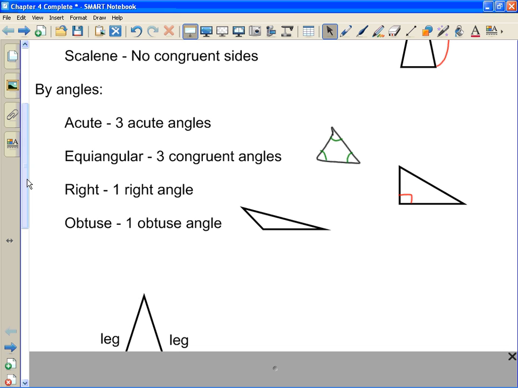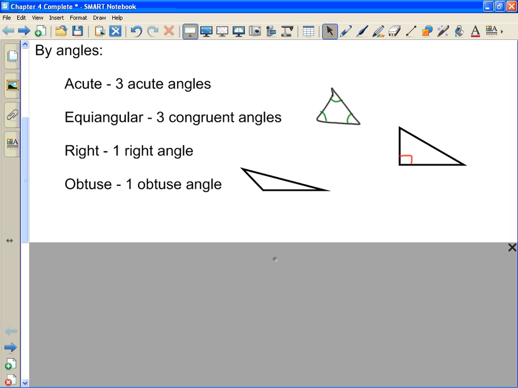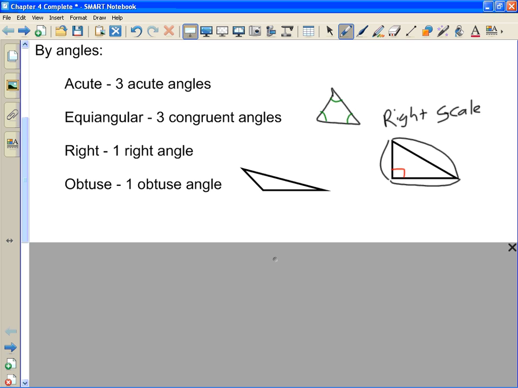You can classify them by both. So let's say I have this right triangle here. I can classify it by angles and sides. So by angles, it's a right triangle. By sides, it looks like it's scalene because this side doesn't look to be the same as this one or this one. So this would be a right scalene triangle.